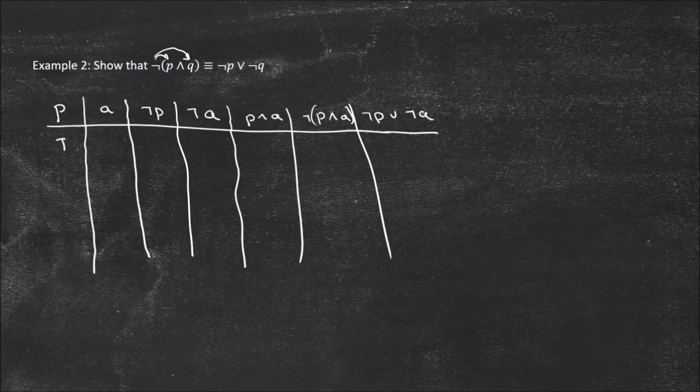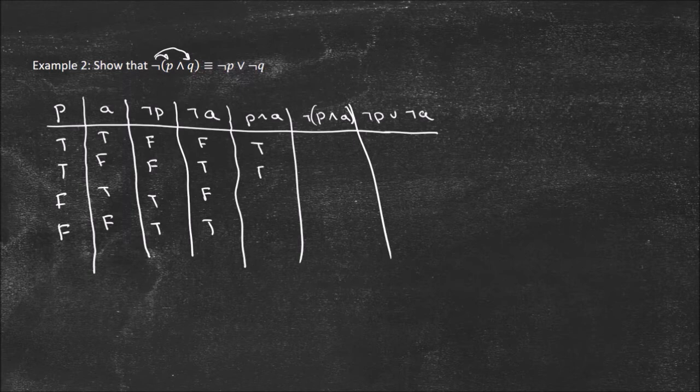Again, our four possibilities for P: true, true, false, false. Then our four possibilities for Q: true, false, true, false. Not P is just the opposite truth values of P, so it's going to be false, false, true, true. Not Q, opposite truth values of Q, so false, true, false, true. And now P and Q. P and Q is obviously only going to be true when both P and Q are true, so the first one's true, and the rest are all false.